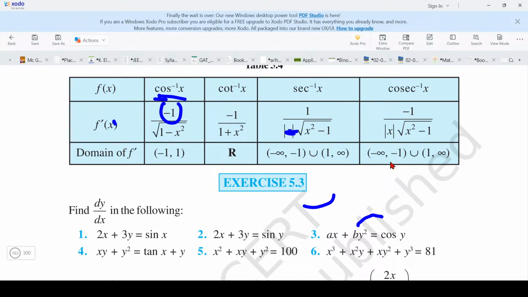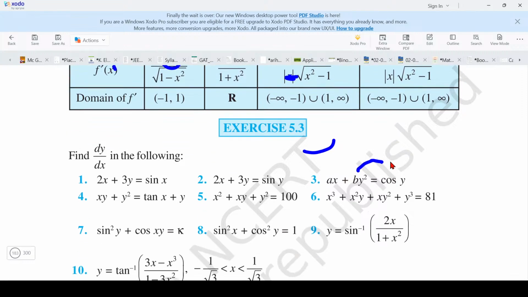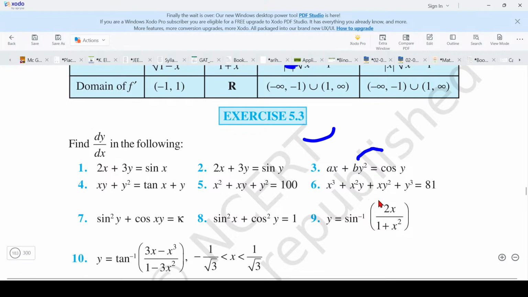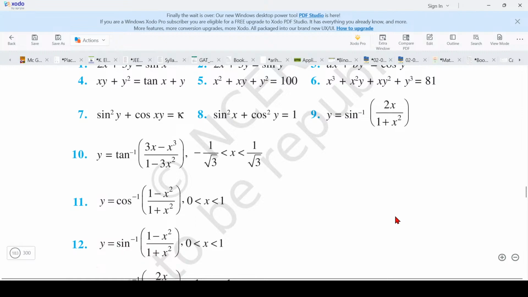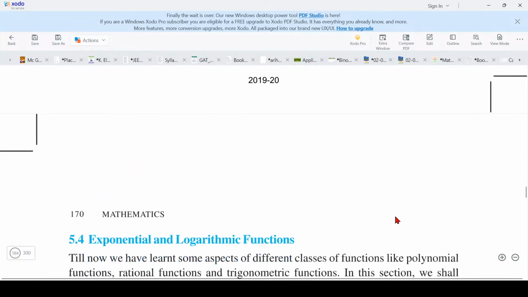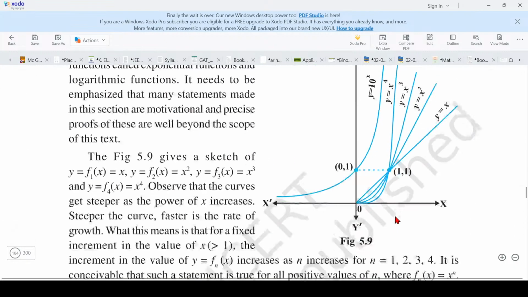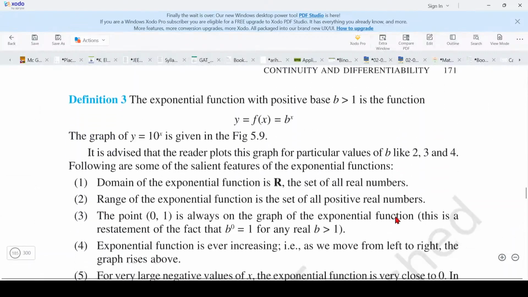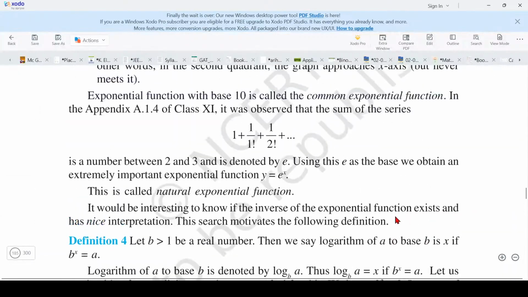Agree? Agreed, sir. Okay, so now you can do the differentiation of this. We can assume sine y equals this thing, and you can differentiate this. So these problems are fine. Then exercise 5.2, you have done, no?